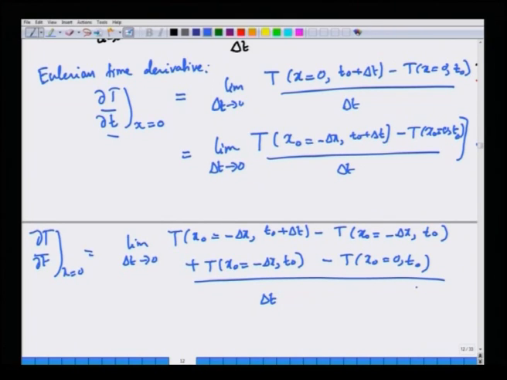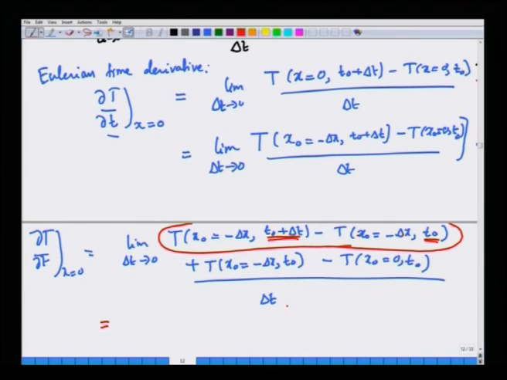Now, we can identify the following. If you look at this combination here, this is nothing but, okay, here you are identifying the same material particle, the x naught is minus delta x, x naught minus delta x, but the time is different.